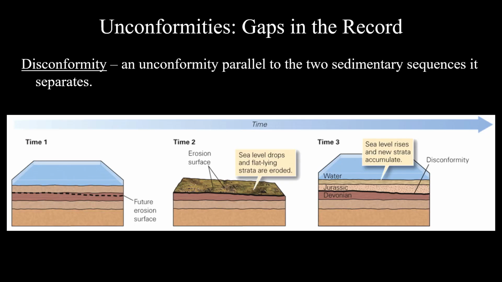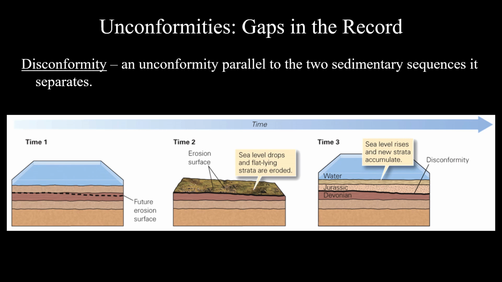Our last type of unconformity is a disconformity. This is an unconformity that exists between two parallel sedimentary sequences. So let's again go through our situation. You can imagine time 1, image on the left. We have relatively high sea level stand, so we're in a depositional environment. Layers are being put down, but sea levels drop because we go into a glacial period. So in a glacial period, the water gets removed out of the ocean and locked up in ice sheets and glaciers, so sea levels drop. And now we're in an erosional environment.